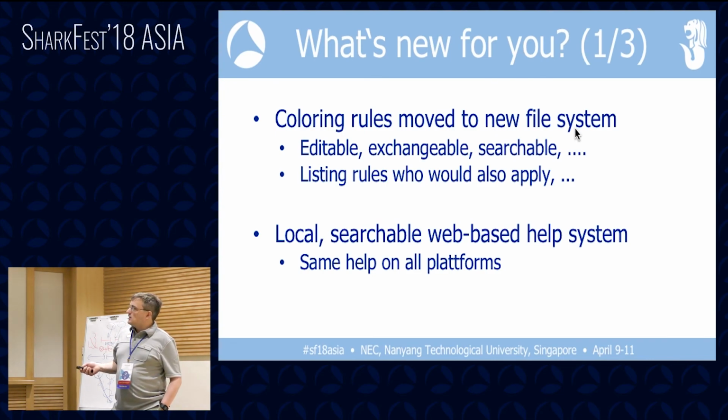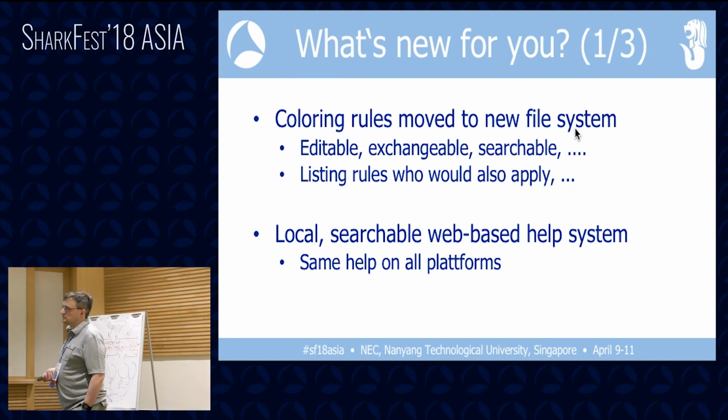And something we're aiming for, but are not there yet, that we want for 3.0, is a local searchable web-based help system for all of Wireshark. I think we kind of forgot about it after the earlier attempt. I looked at that, and depending on browsers to do the right thing in the future is probably not a safe bet. So we'll figure something out.